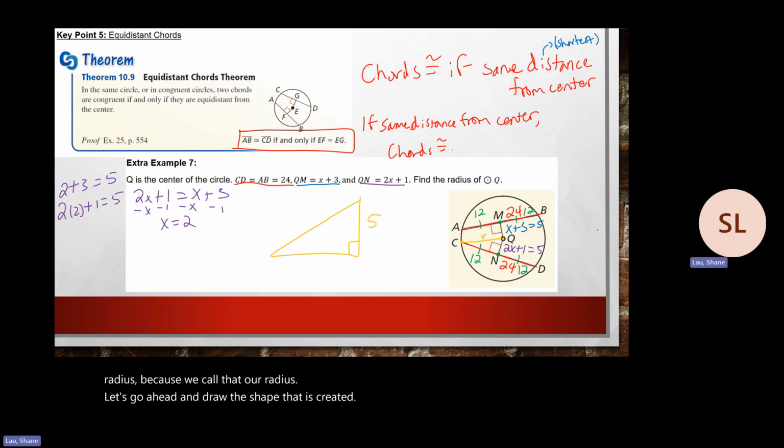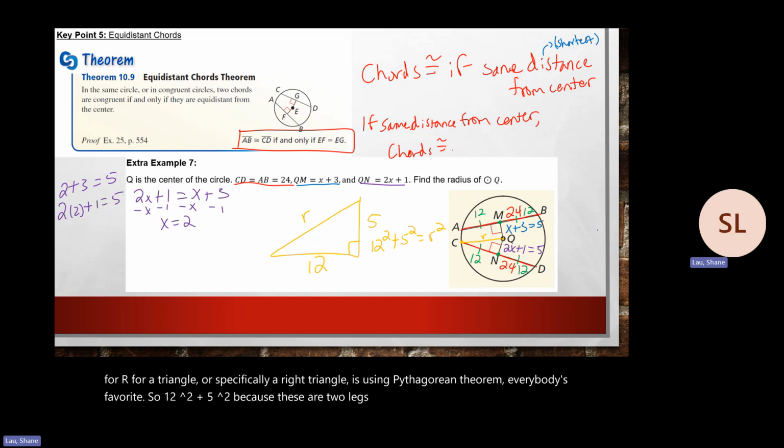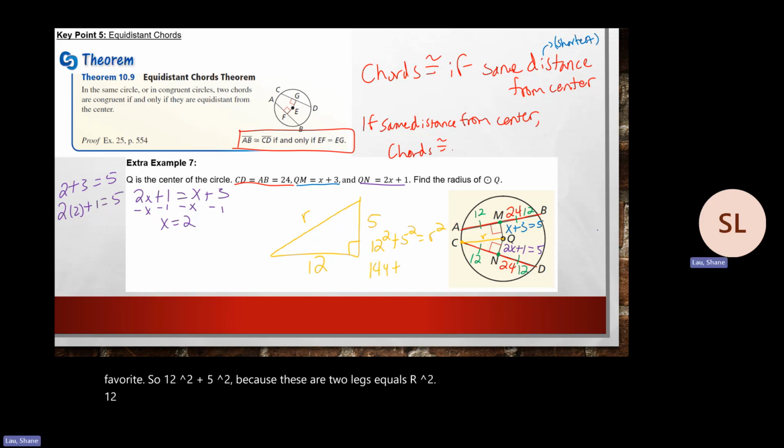Would you look at that? We have a right triangle with the radius being the hypotenuse. Isn't that just crazy? And so because we know this, we're trying to solve for R. The only way that we can solve for R for a right triangle is using the Pythagorean theorem, everybody's favorite. So 12 squared plus 5 squared, because these are our two legs, equals R squared. 12 squared is 144, 5 squared is 25, equals R squared. We get 169 equals R squared. R is going to equal 13.